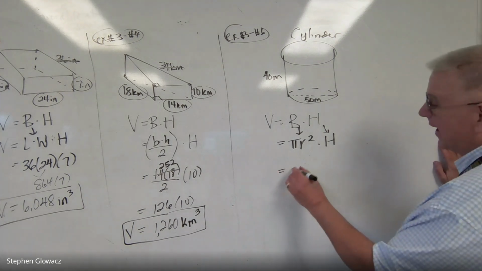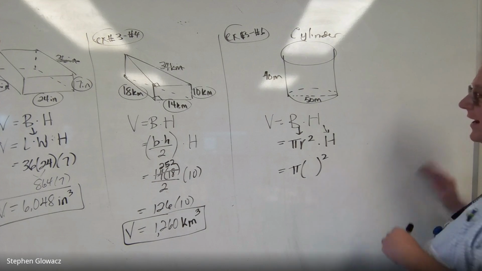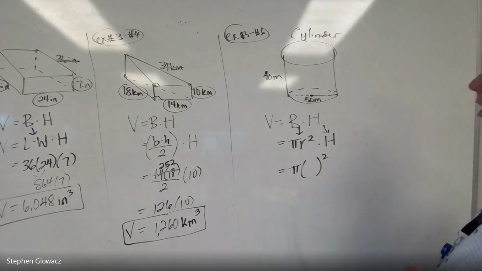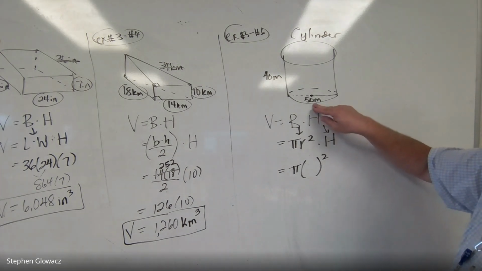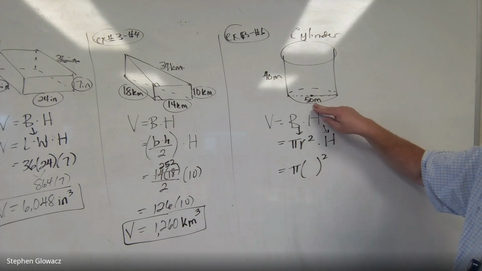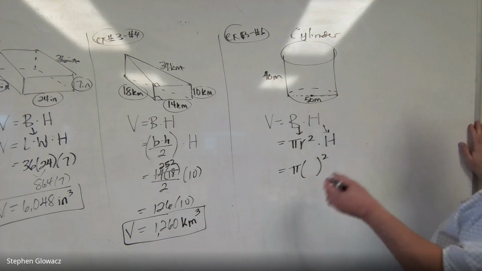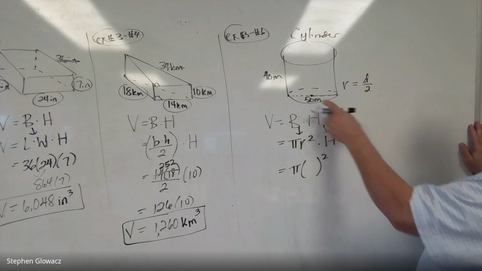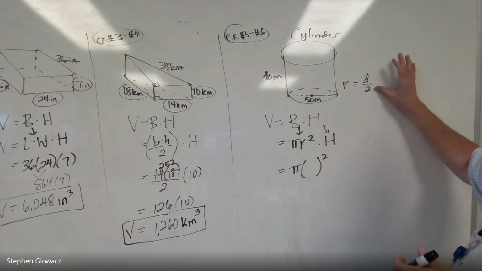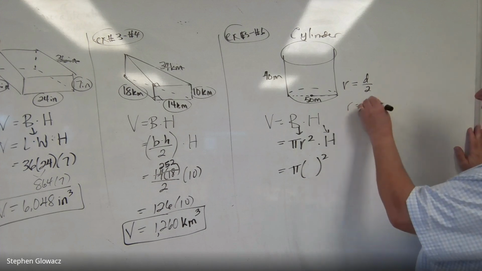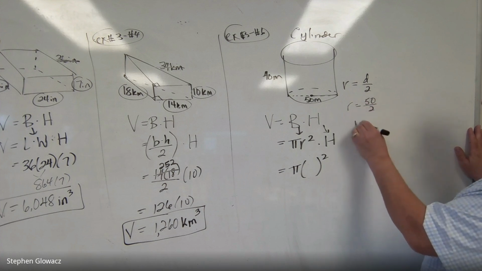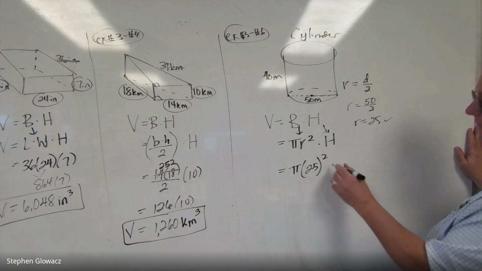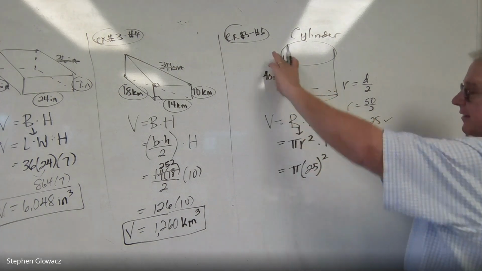So now we have pi times the radius squared. Now the radius is the distance from the center to the edge of the circle. Well, they don't give us the radius. They give us the diameter. And that's what you're going to run into on problems 5 and 6. So if you know the diameter, the radius is just the diameter divided by 2, because the radius is half the diameter, and half of something means you divide by 2. So the diameter is 50. We divide that by 2, and we get 25. And so our radius is 25. Finally, our height is 40, which was given over here.